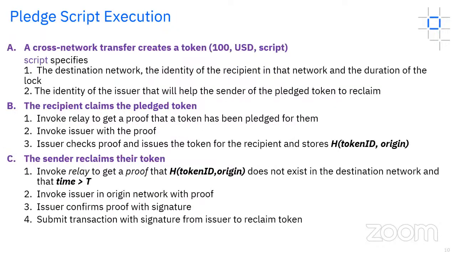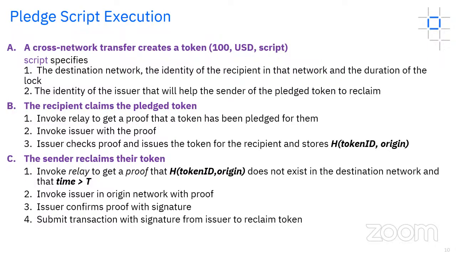Okay. So now if we want to go across what we have, what is the information that we have in the script, and what is the flow between the claim and the reclaim, this is what we will be addressing now. So again, the pledge script specifies that this is a token for Bob, that Bob is in a certain network, and that this is the timeout.